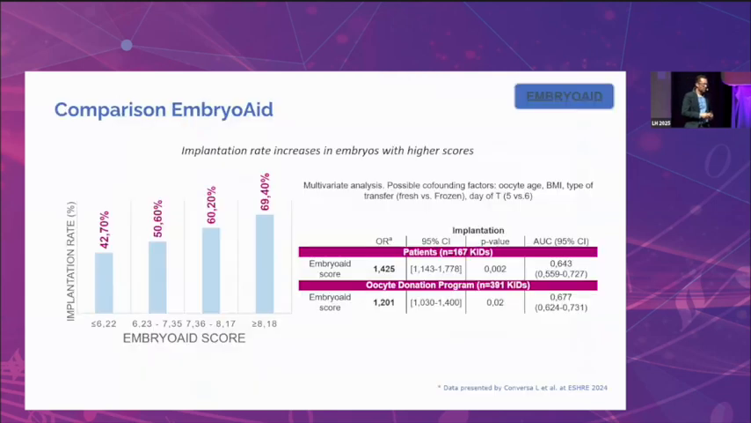Well, we have been testing all of them in Valencia, in our clinic in Valencia, and this is an example of how this score is related with the outcome. The higher the score, the better the outcome. This is implantation rate, and then some evaluation about the odds ratio of each unit of this technology, which is around 1.2, 1.5, like many of them.